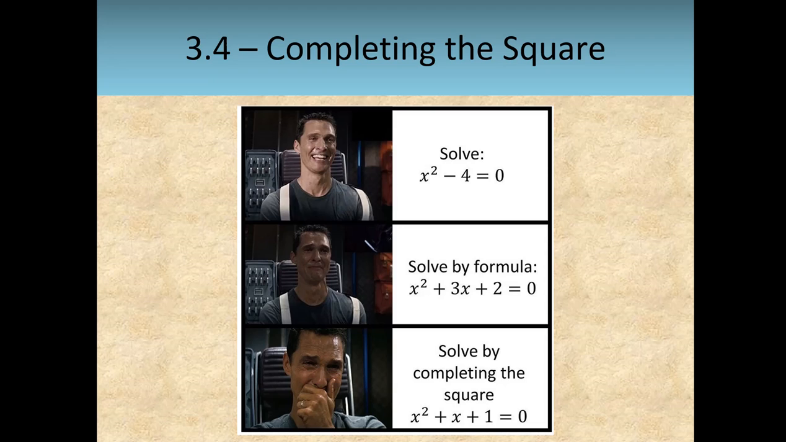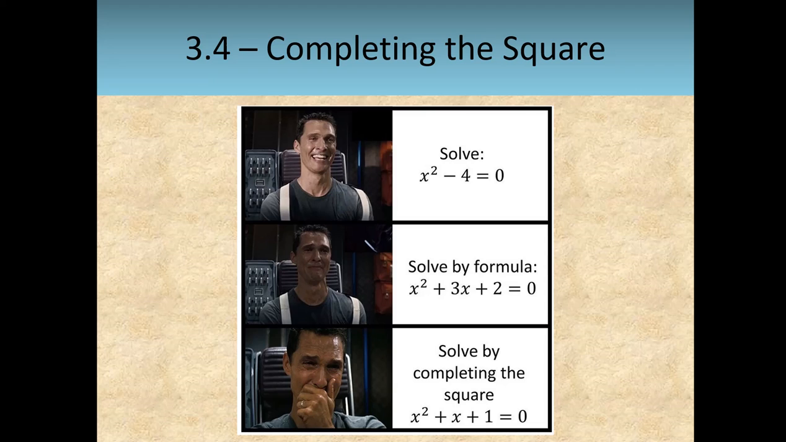Hey everyone, so we're moving on to the next type of way that we can solve a quadratic equation, and that's using what's called completing the square. Now, as the image shows, it can get a little bit much of a handful. It's a little bit more complex than the other ones.